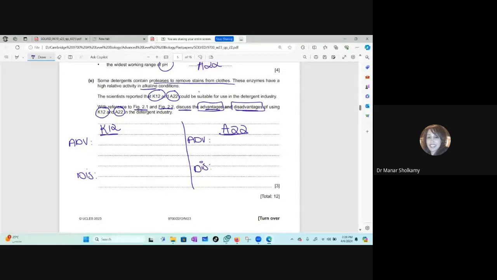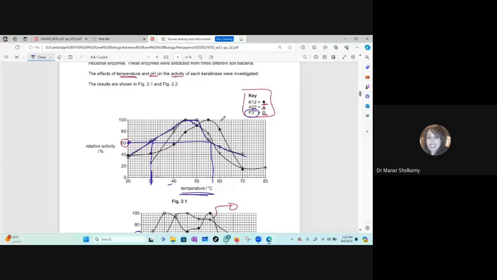Some detergents contain protease to remove stains. These enzymes have a relative high activity in alkaline conditions. So we want to see which one can work in alkaline conditions. Scientists reported that K12 and A22 could be suitable. Okay, so it is an advantage if it works in alkaline conditions. Put this in mind. So let's go to K12.